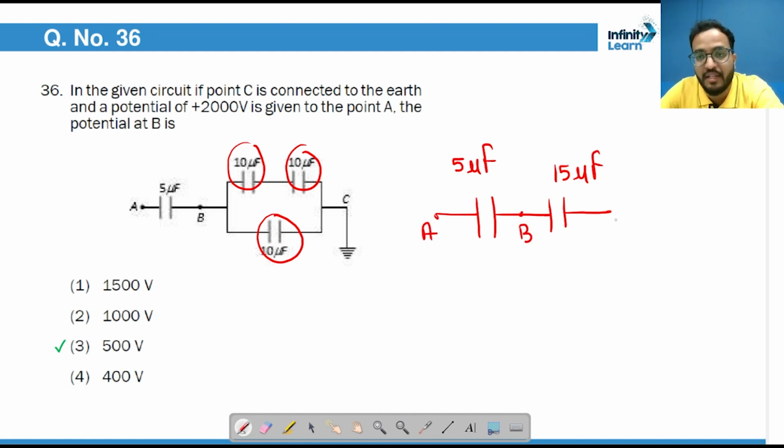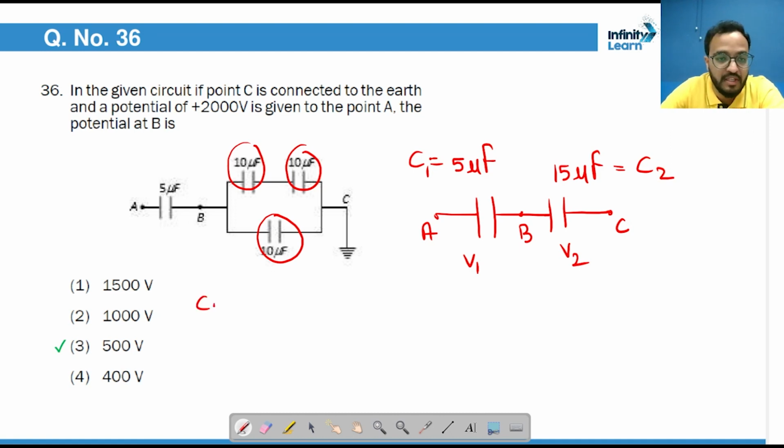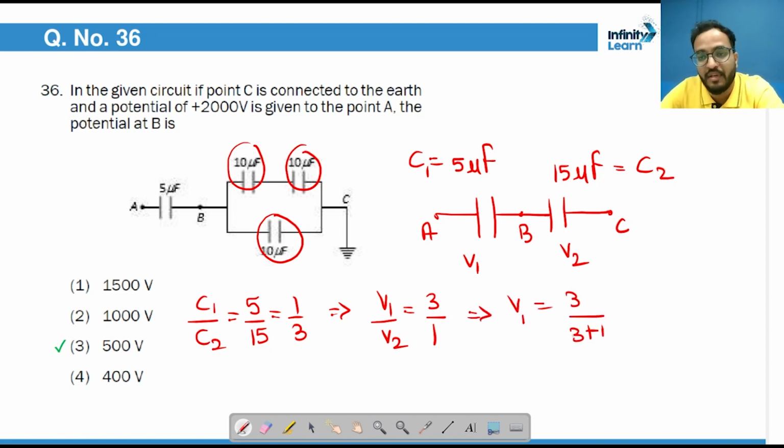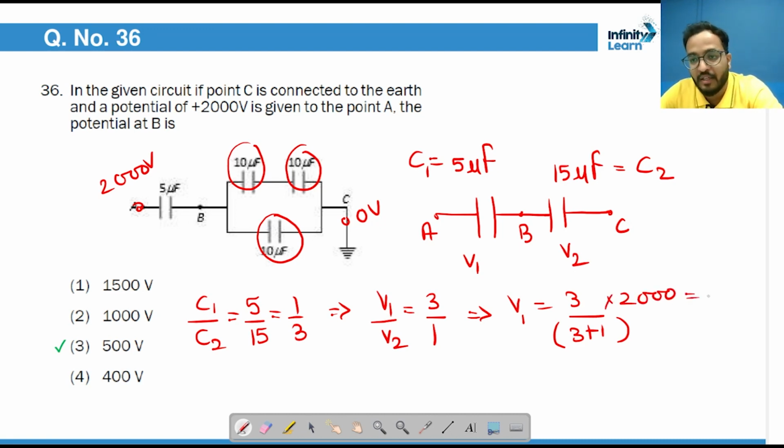This is A, this is B, this is C. Now here the drop is V1, here the drop is V2. Again we know that this is C1 and this is C2. So what is C1 upon C2? You will say, sir, 5 by 15, that is 1:3. So what is V1 upon V2? 3:1. So what is V1? 3 upon 3 plus 1 into overall drop. Here the potential is 2000 volts and here the potential is 0 volts because it is earthed. So into 2000, it is 3/4 of 2000, that is 1500 volts. So 1500 volts is actually the drop.